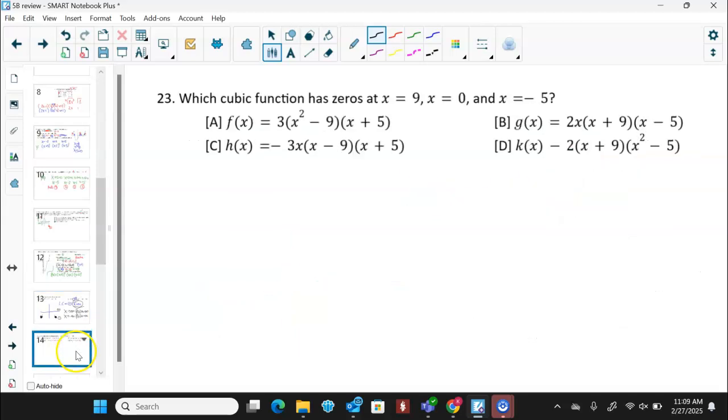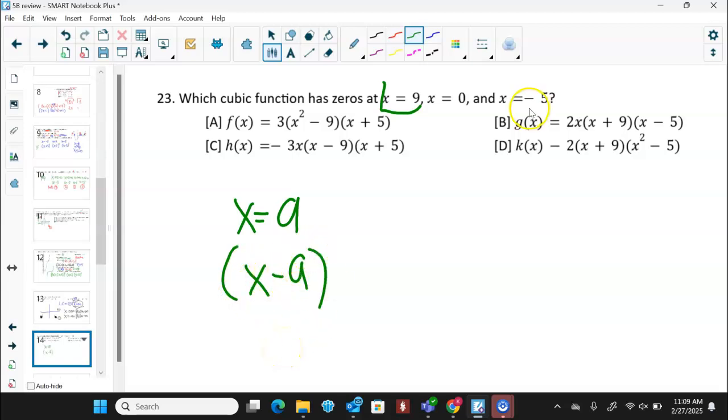All right, moving on to the next one. Here it says these are zeros. Which one matches? If I take x equals 9 and put it into factor form, I'm going to switch the sign. If I take x equals negative 5 and put it in factor form, I'm going to have a positive 5. So let's see which one eliminates that. So these two are a no-no.